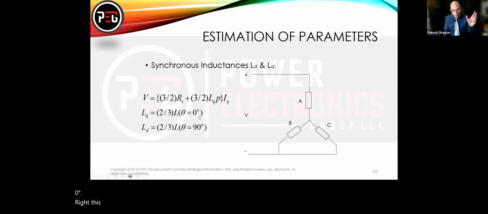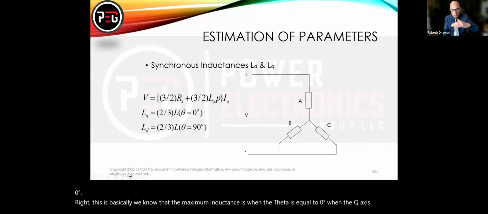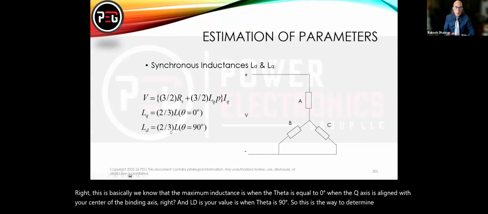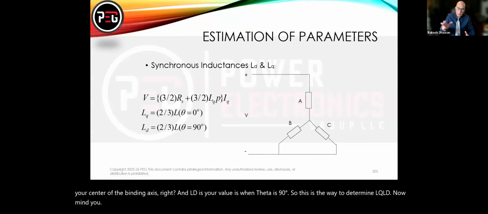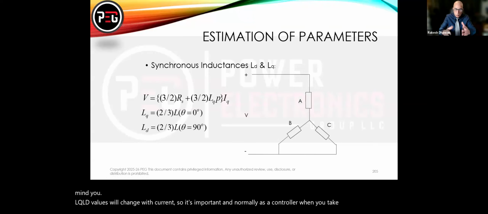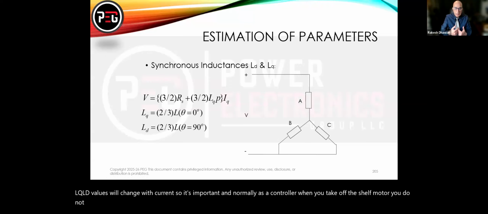We know that the maximum inductance is when theta is equal to 0 degrees, when the Q axis is aligned with the center of the winding axis, right? And LD is the value when theta is 90 degrees. So this is a way to determine LQ and LD. Now, mind you, LQ and LD values will change with current. So it's important, and normally as a controller, when you take an off-the-shelf motor, you do not know what the value of LQ and LD is or the span of the current, right?